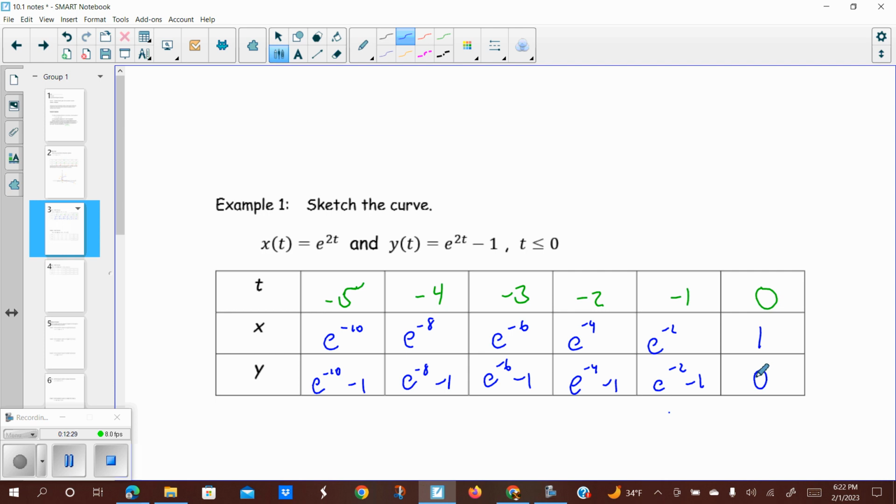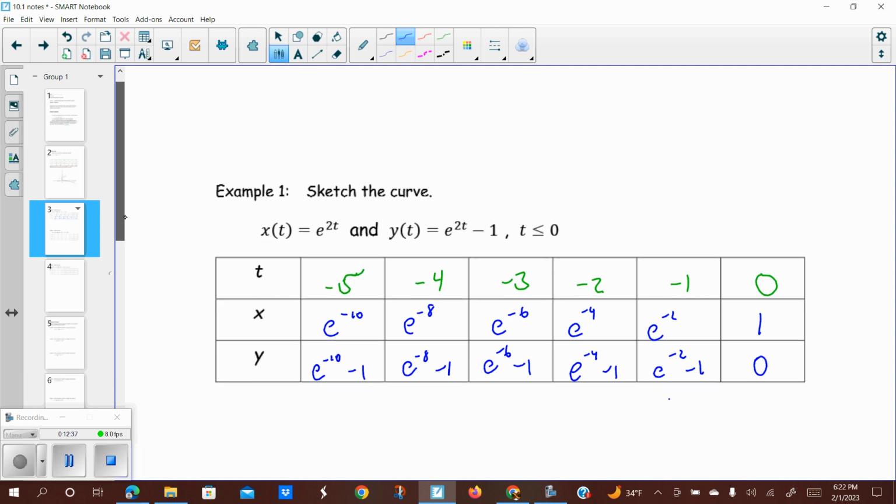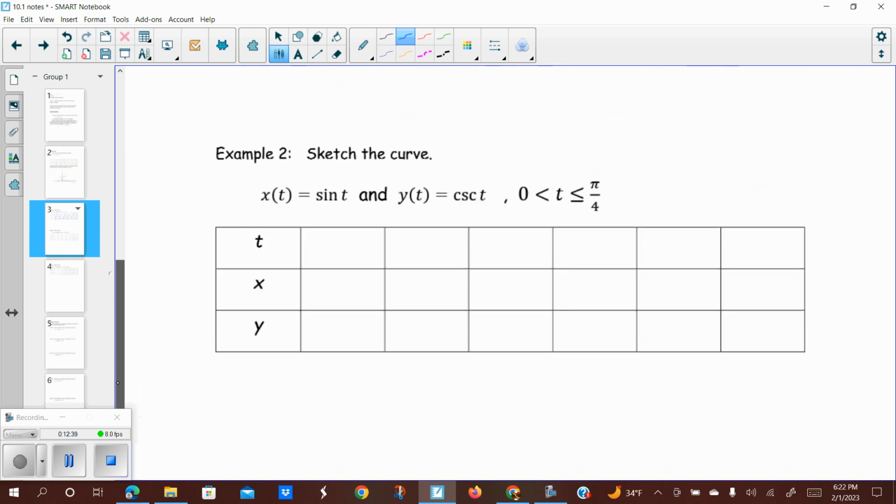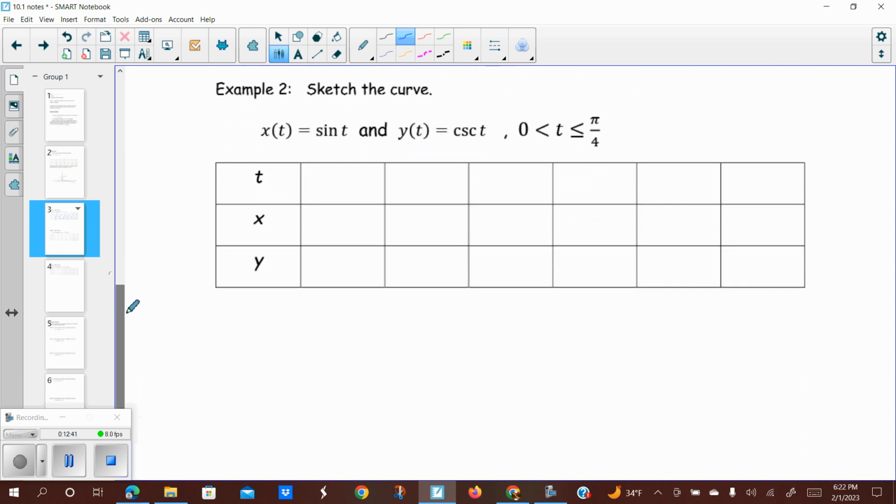Okay, again, hopefully that makes sense as far as how it's going to be produced, how you're actually going to get the ordered pairs, how you're going to plot the points. Let's move on to example 2. Once again, it says we want to sketch this curve. More than likely, we are not going to sketch the curve. The important thing here is really the t values.